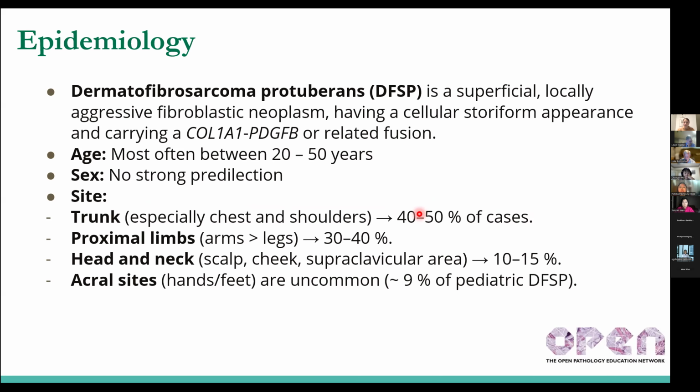And for the site that it usually occurs in, the trunk, especially chest and shoulders, accounts for 40 to 50% of cases. Proximal limbs, occurring on arms more than legs, 30 to 40%. It also occurs on the head and neck, especially the scalp, cheek, and supraclavicular area, which is 10 to 15%. And acral sites are uncommon, although there have been around 9% in pediatric DFSP.